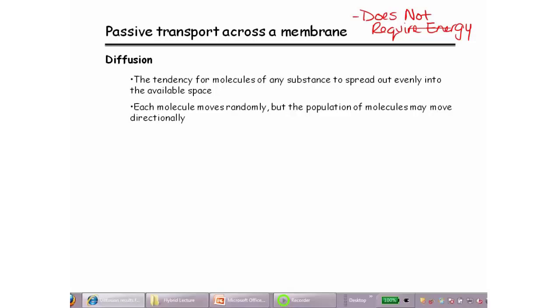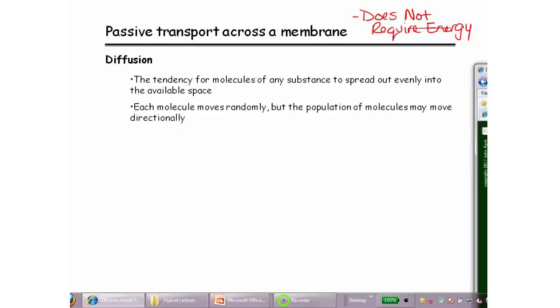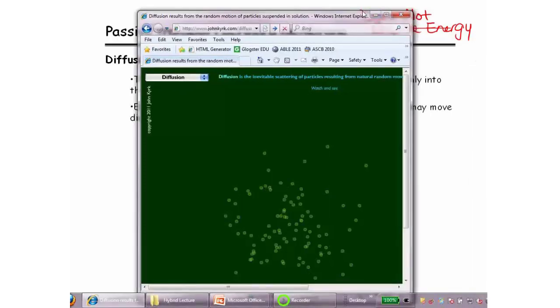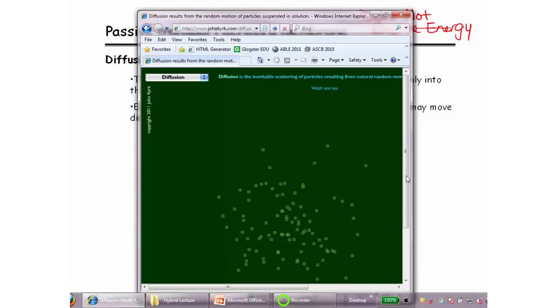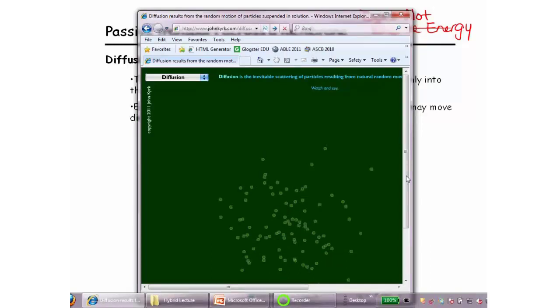So if we look at an example of this, here we see a picture where we've got molecules spreading out. Now notice that they're fairly concentrated together. These molecules are bouncing around all over the place, and they have an entire slide here which they could take up if they wanted to.